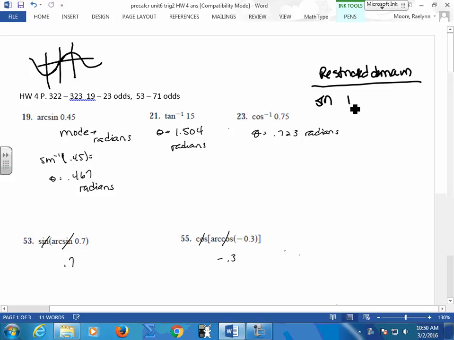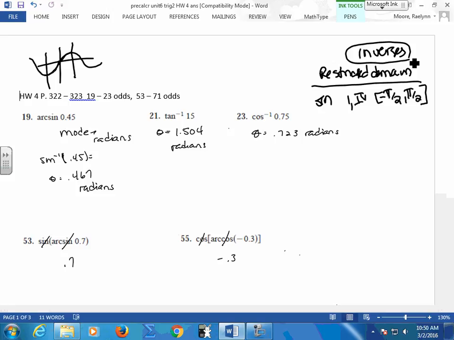Quadrants 1 and 4. So I'm going to go from negative pi over 2 to positive pi over 2. Whenever you do inverses, this is where I want you to start, before you even look at your stuff. As soon as you see inverses, write that down. So whenever you see inverses, start like this.